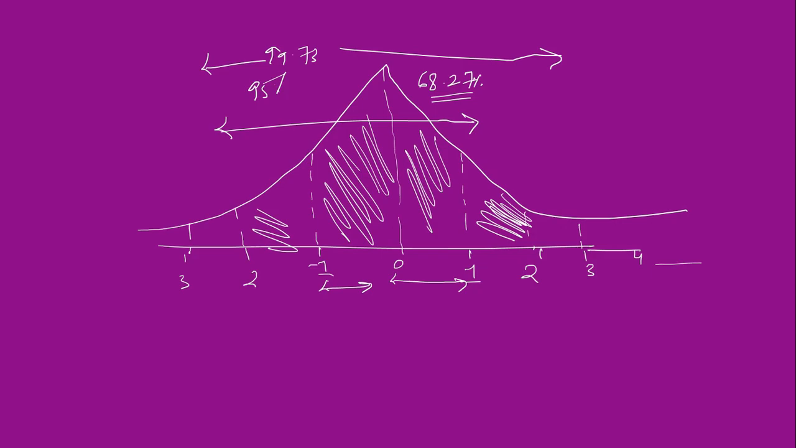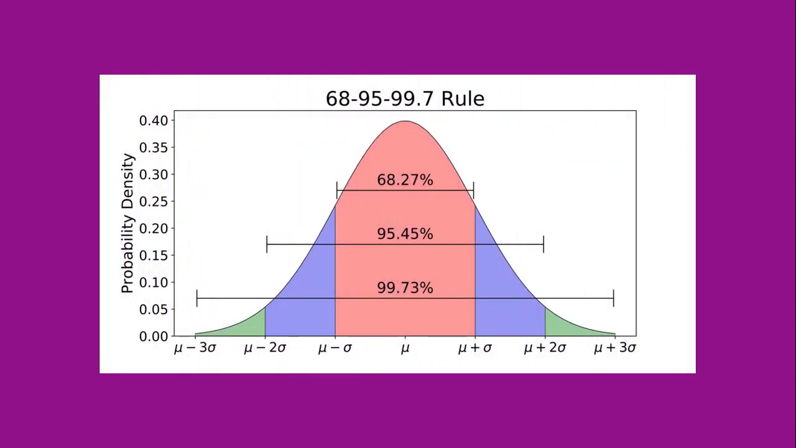Now why is this important? Why am I teaching you all this? I'll explain this to you. So this is what the 68, 95 and 99% rule looks like.